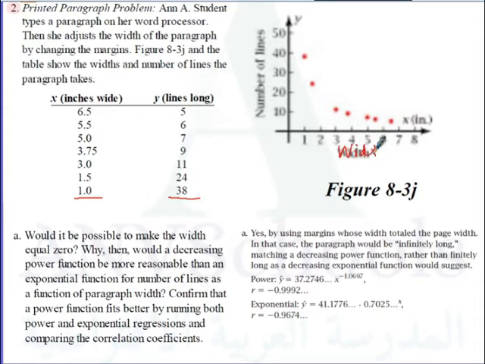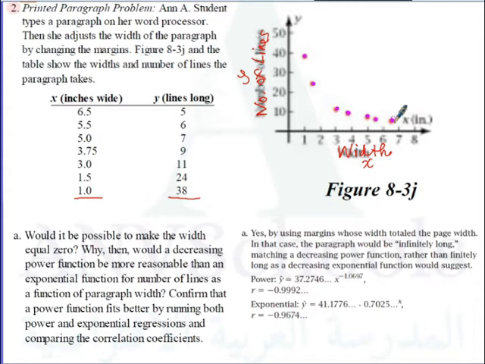This is the width of the margin, and this is the number of lines, or the Y. When she plotted the points on a graph, she got this scatter plot.